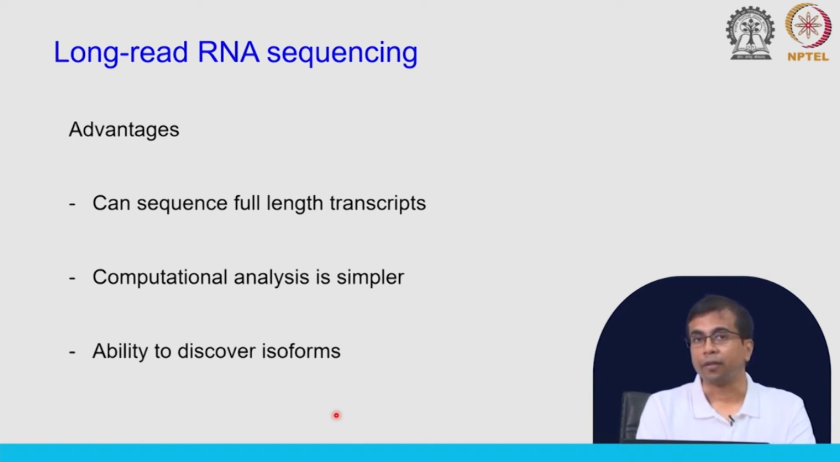And it can also discover these isoforms, because it is long read. If you are getting 1 kb, 2 kb or even 5 kb sequences, you will probably discover most of the isoforms that are out there. You do not have to worry about going to assembly and then trying to find the isoforms. So, this is actually a big advantage of long read sequencing.